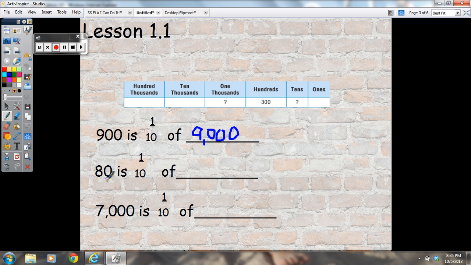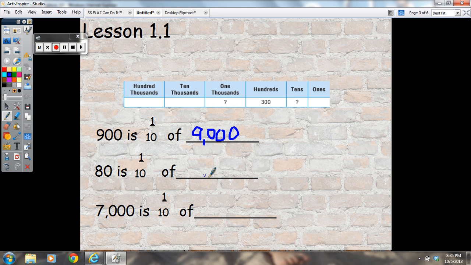Here we have the number 80. 80 is 1/10 of this number. Well, 80 is going to be 1/10. It's only going to be part of whatever this number is. It's a part of this number. That's what a fraction is. It's a part of a whole. So 80 is 1/10 of this number. This number has to be larger than 80. Okay? And whatever this number is had to be divided by 10, because that's what 1/10 means.